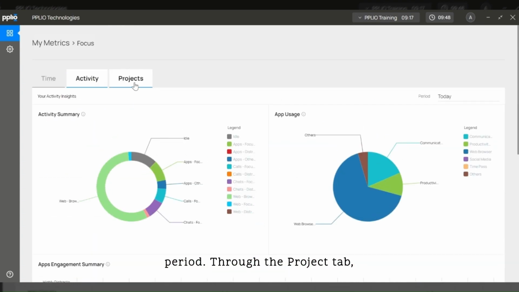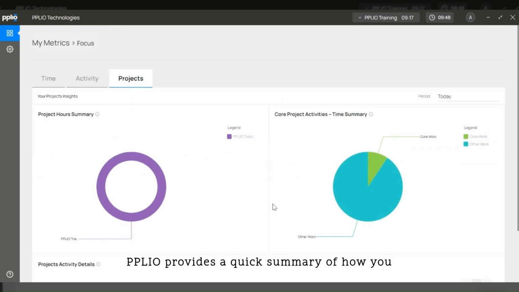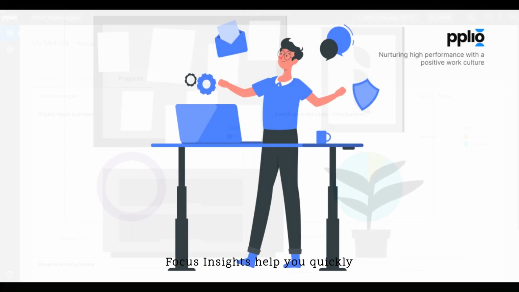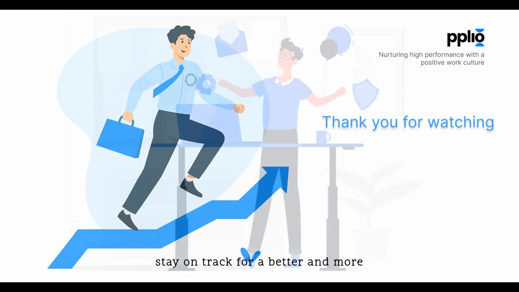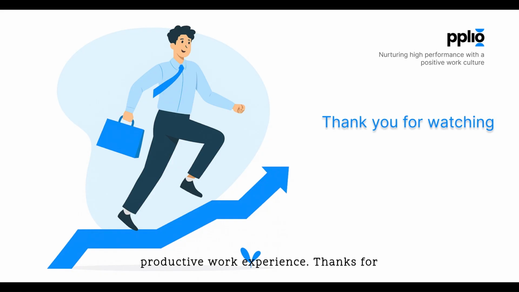Through the Project tab, PPLIO provides a quick summary of how you spend time across various projects based on automated timesheet data gathered. It's also smart enough to assess how well you are focusing on core work, as defined by your organization's rules. Overall, Focus Insights help you quickly understand how well you are aligned with organizational goals and nudge you to stay on track for a better and more productive work experience.